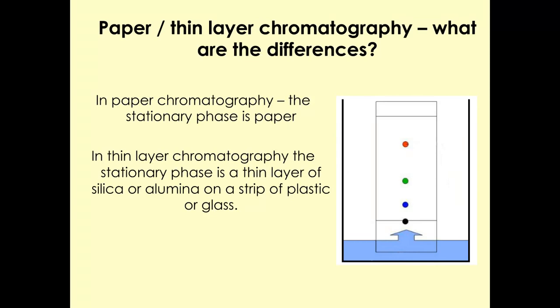We need to know the differences between paper and thin layer chromatography. If we drew a diagram of them, they'd look exactly the same. The difference is the stationary phase. In paper chromatography, the stationary phase is paper. In thin layer chromatography, it's a thin layer of silica or alumina on a strip of plastic or glass. You won't see these in GCSE classes because the silica powder that we use is quite dangerous, so you won't see these until we go to A-level.